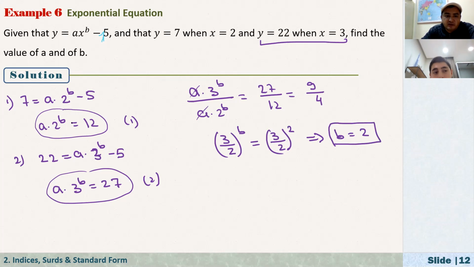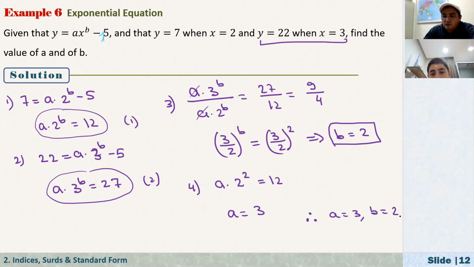Now if we substitute in either the first equation or the second equation, we will get the value of a. Let's substitute in the first equation. So this is step 3. Step 4, a times 2 to the power of 2 equals 12. So what is a? a equals 3. So a equals 3 and b equals 2. Very good.